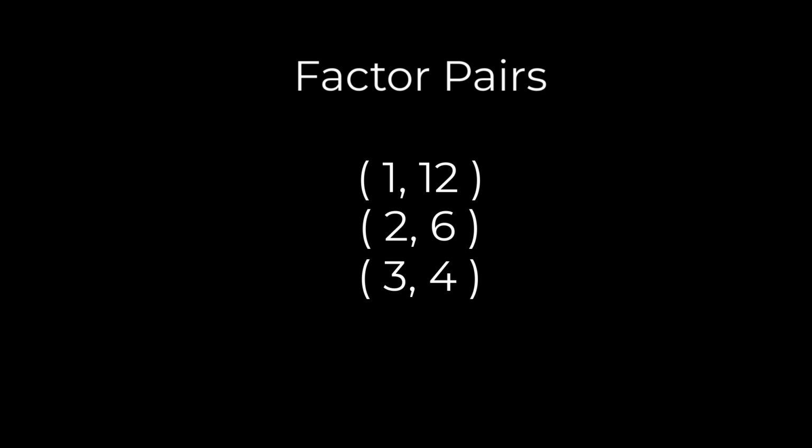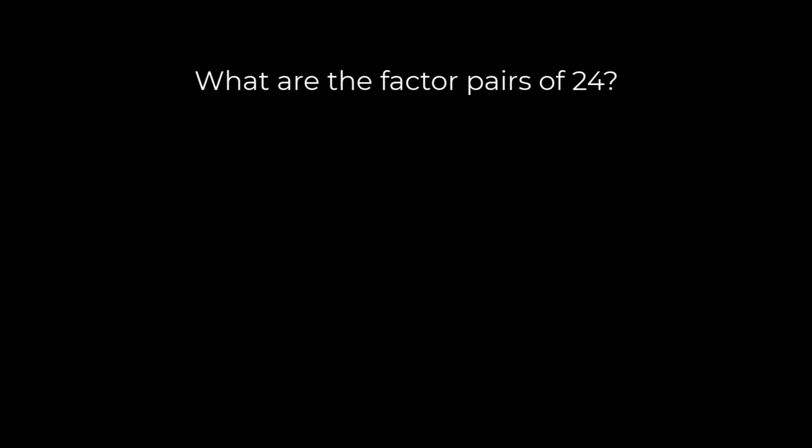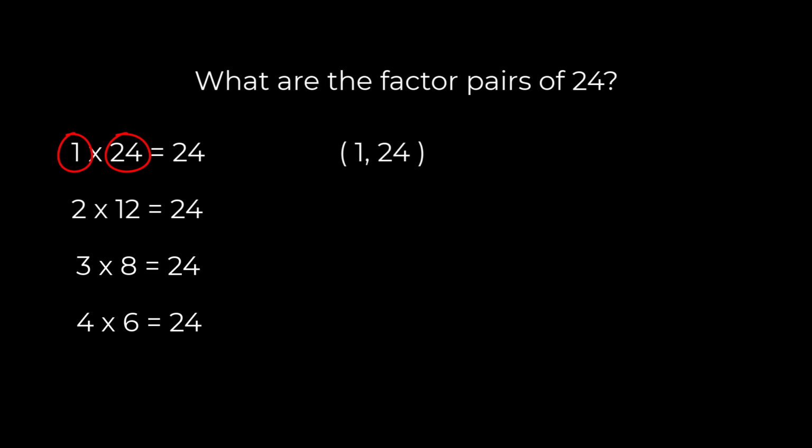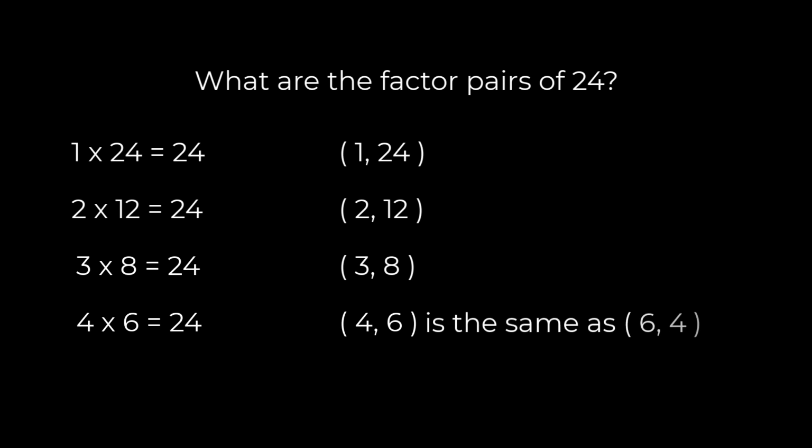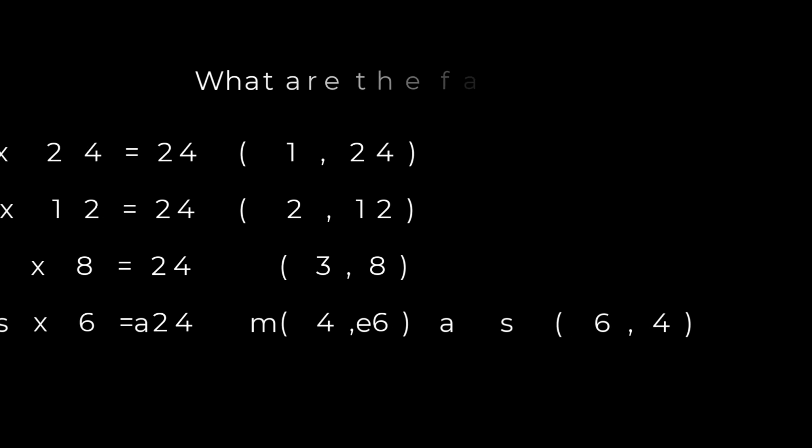Let's try one more example before we move on. What are the factor pairs of 24? Pause this video and take a moment to figure out the answer, and then resume the video. The factor pairs of 24 are 1 and 24, 2 and 12, 3 and 8, and 4 and 6. There is no specific order for the pairs. By that I mean that 4 and 6 is the same factor pair as 6 and 4. The order in which we present those two numbers is unimportant. This is because of the commutative rule of multiplication, which we learned about in the last video.